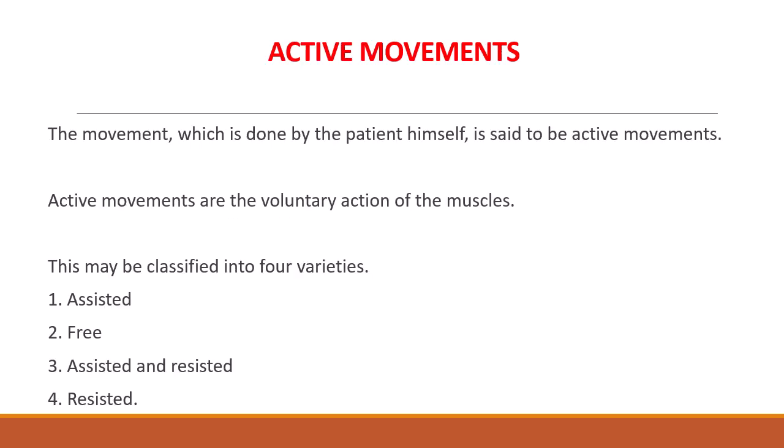Then first we are going to see active movement. The movement which is done by the patient himself is said to be an active movement. Active movements are the voluntary action of the muscle. This may be classified into four variants, that is assisted exercise, free exercise, assisted and resisted exercise, and resisted.